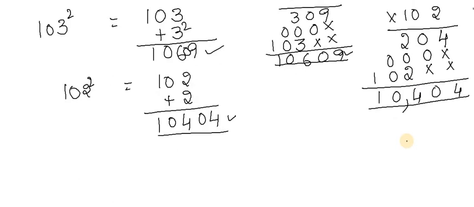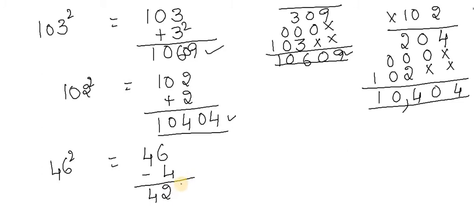So you may have a doubt: you are showing numbers very near to 100 and more than 100. What if a number is less than 100, like 46 square? How to do this is very simple. It is near to 50, less than 50 by 4. 46 minus 4 is 42, and 4 square we will just write down.